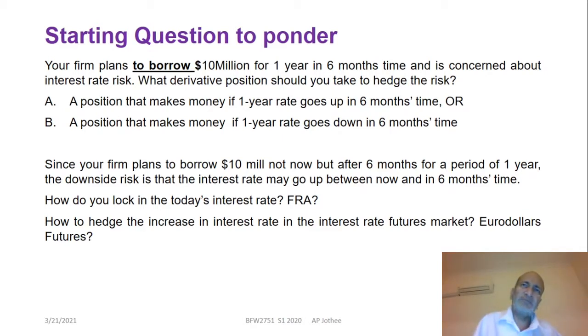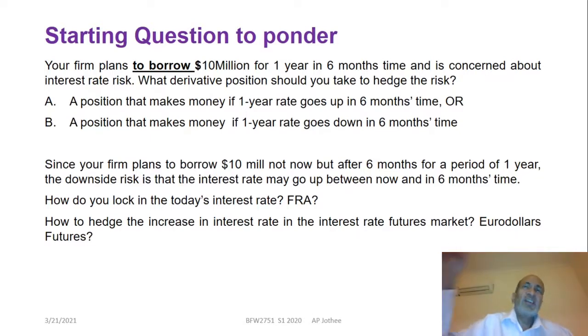Here normally, although we say there will be 10 million involved, we can look at it as notional principal, where money is not actually involved, but we are talking only about the interest rate variations. Since your firm plans to borrow 10 million, not now but after 6 months for a period of 1 year, the downside risk is that the interest rate may go up between now and the 6 month time. That is the biggest risk here. How do you lock in today's interest rate?